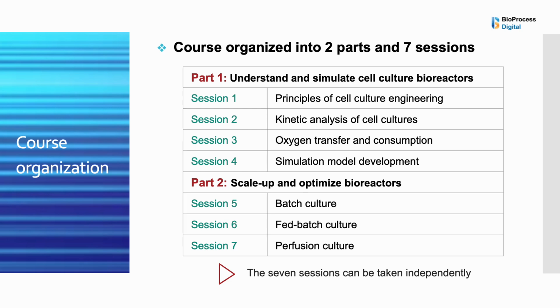The course is structured into two parts comprising a total of 7 sessions. Part 1, Understanding and Simulating the Cell Culture, contains 4 sessions: Principles of Cell Culture Engineering, Kinetic Analysis of Culture, Oxygen Transfer and Consumption in Bioreactors, Simulation Model Development. Part 2, Scaling Up and Optimizing Bioreactors, is made of 3 sessions: Batch Culture Optimization, Fed Batch Culture Optimization, Perfusion Culture Optimization. The 7 sessions can be taken independently.